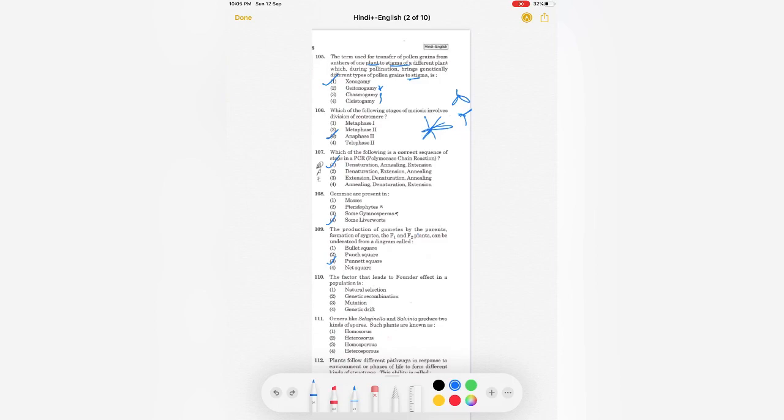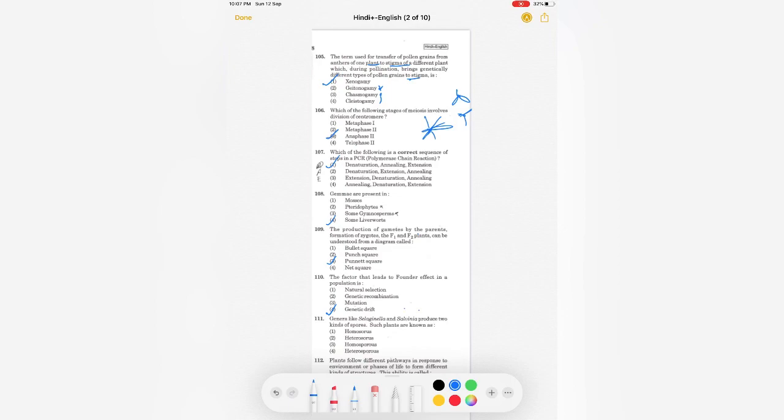Question number 110. The factor that leads to founder effect in a population is. The correct answer is genetic drift. So you have studied the same in the chapter evolution. So the factor that leads to founder effect will be genetic drift.